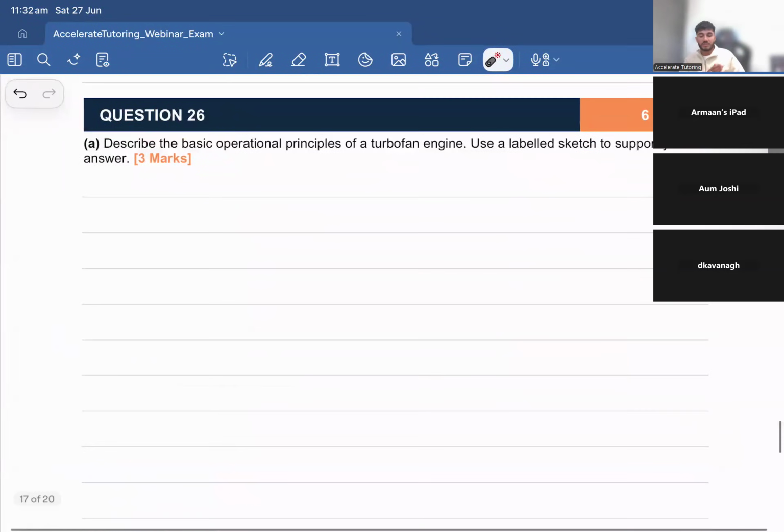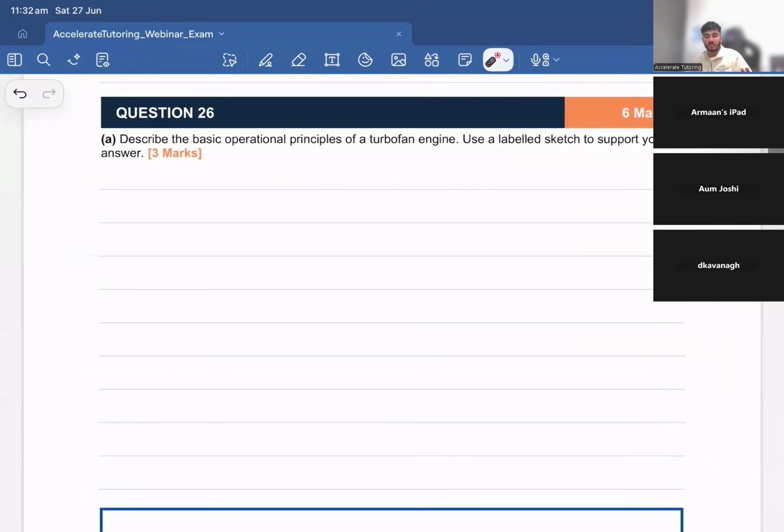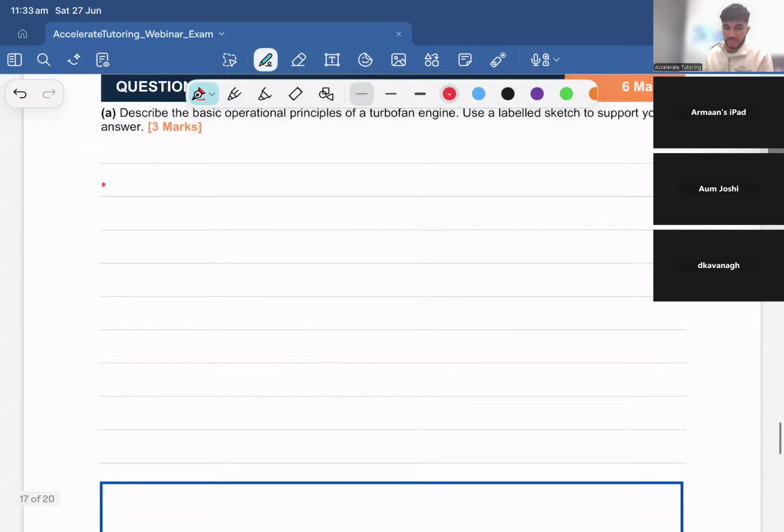All right. Question 26. Describe the basic operational principles of a turbofan engine. Use a labeled sketch to support your answer. This, again, is very specific to the Mod 7 topic. It's asking to explain the basic operational principles of a turbofan engine. So all that they're asking you to do, or how I would personally approach this question, is firstly explain all the key components of an aircraft. Obviously, you will draw a sketch for this as well.